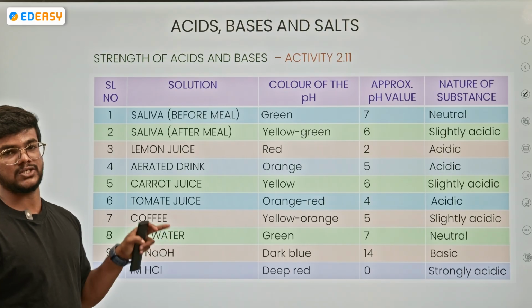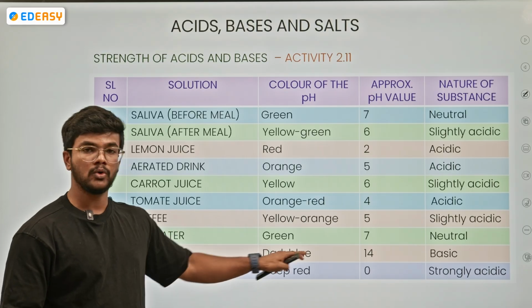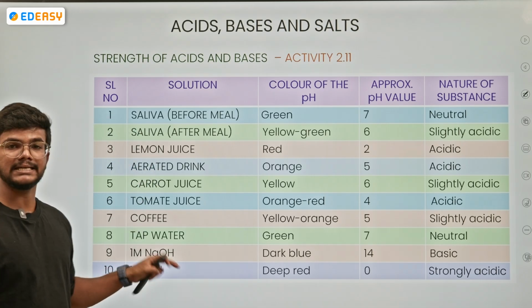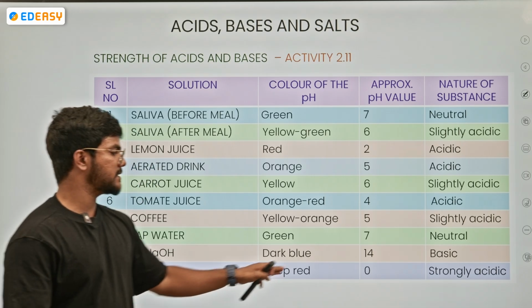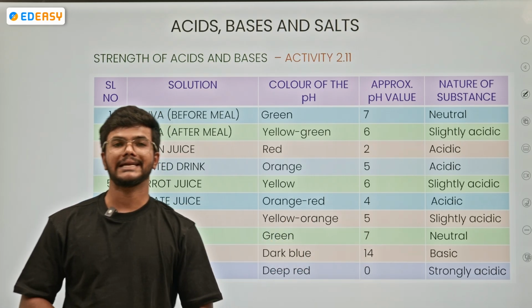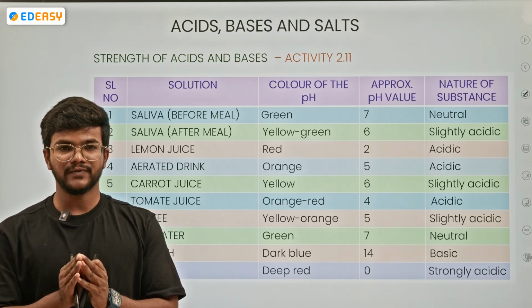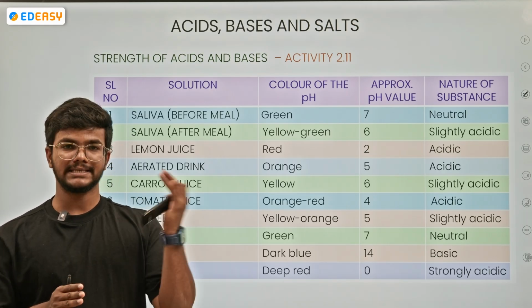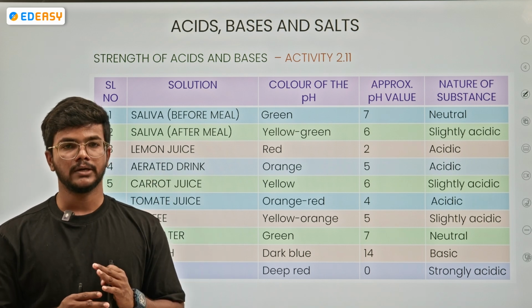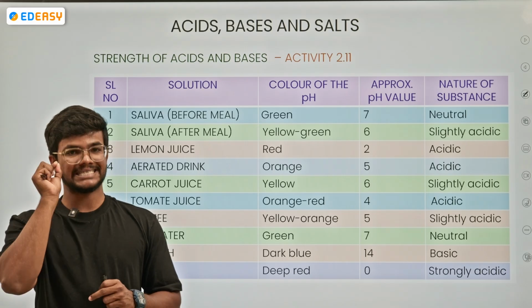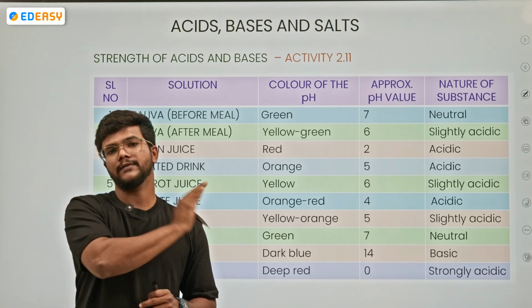NaOH is a strong base which gives a dark blue. The value will be 14 and basic. Whereas HCl is a strong acid which gives a value of 0 and is strongly acidic in nature. Okay, so hope you understand the pH values and pH colors of acids, bases and neutral solutions. For acids the values will be 0 to 6, neutral is 7, and 8 to 14 will be bases.